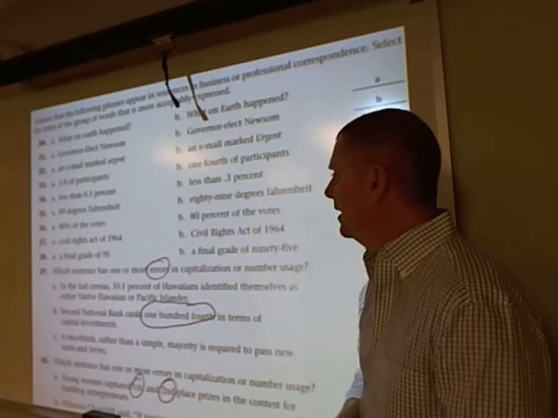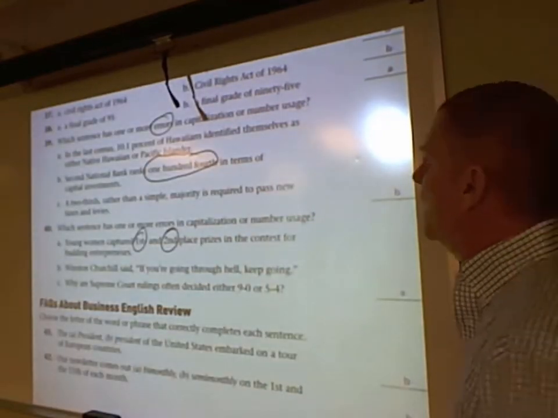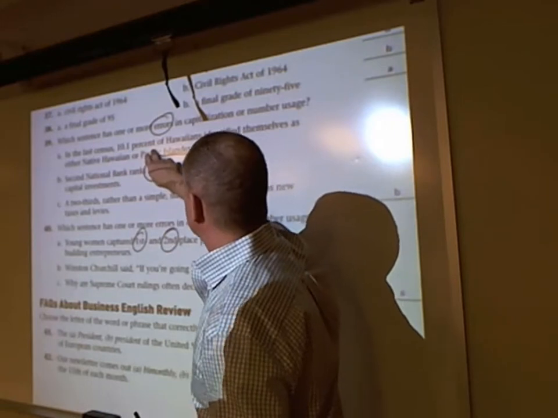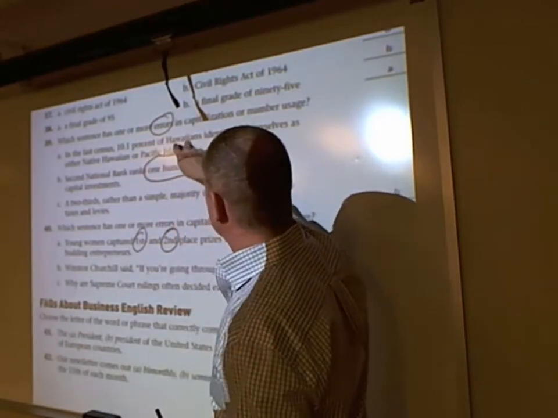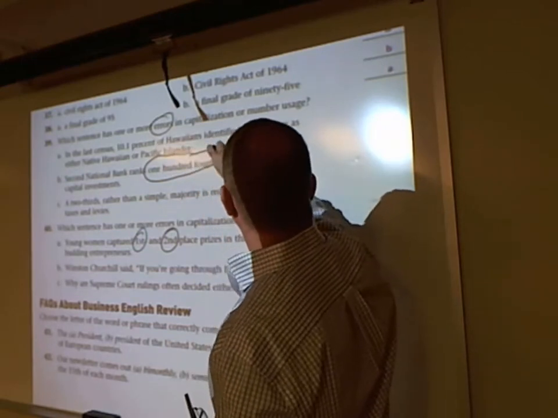In the last census, 10.1% of Hawaiians identified themselves as either Native Hawaiian or Pacific Islander. Ethnicities are capitalized, that's correct. So letter A is correct.